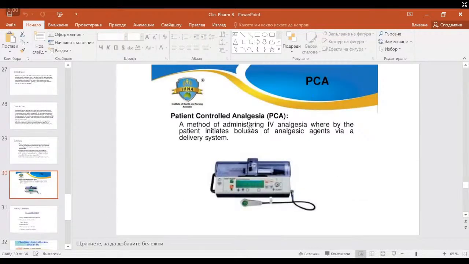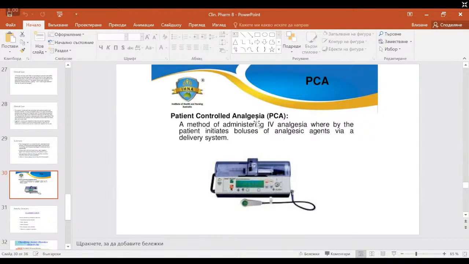PCA, this is patient-controlled analgesia. This is another thing that I wanted to show you. So this device is actually something that can be used in hospital settings and also in hospice or in different care facilities, and also sometimes at home even.